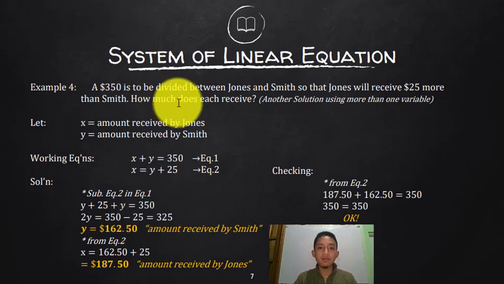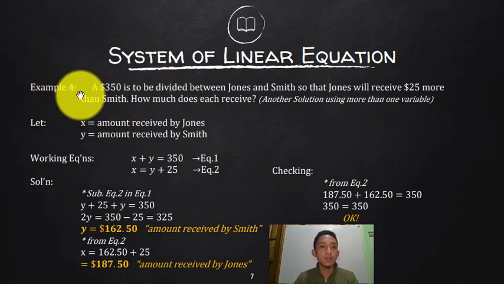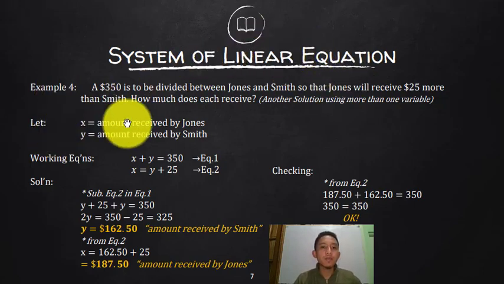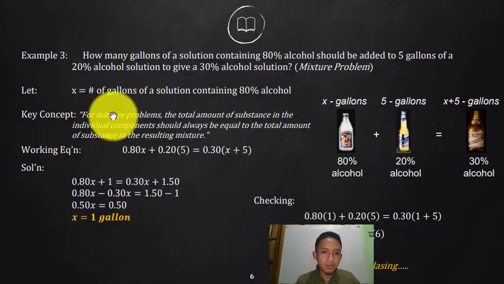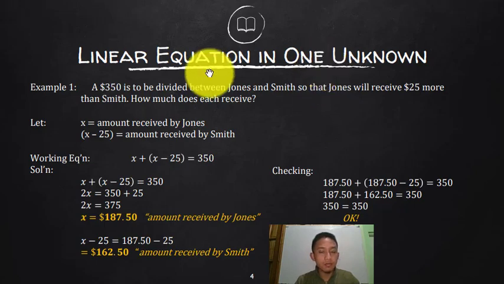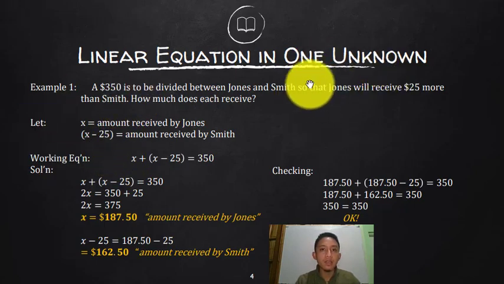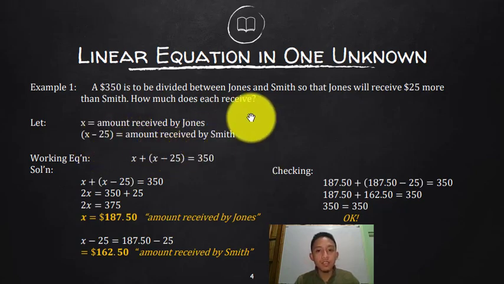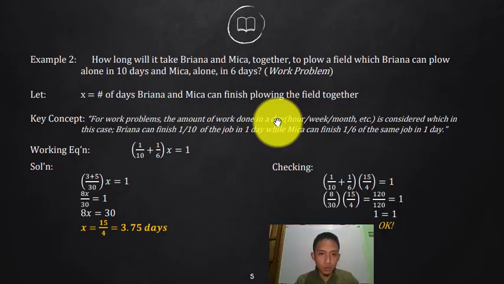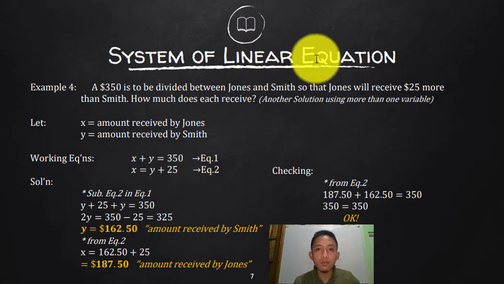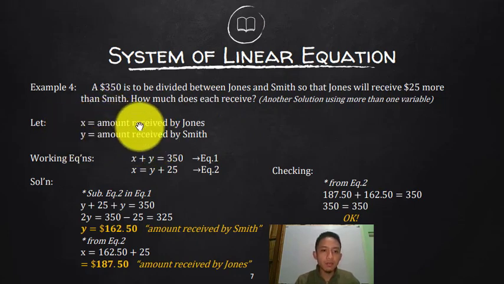So let's have another example. But this time we will have more than one equation and more than one variable. So example number 4. By the way, example number 1 a while ago, you can solve that using one unknown, and actually you can also solve it using more than one unknown, because you can say X is received by Jones and Y is the amount received by Smith. It is just another solution, but this time we will be using more than one equation. So my assumption will just change.